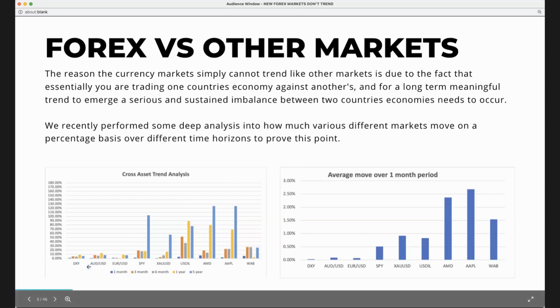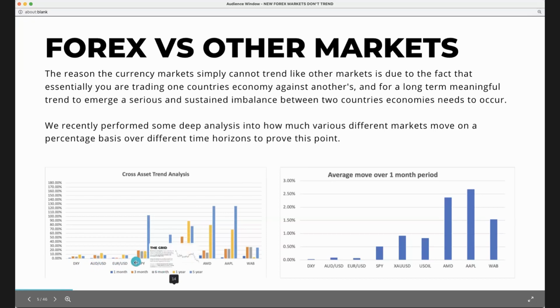Now, what I want you to pay attention to is, first of all, look at the currencies. Do you see how on a month-by-month basis or general move basis, they don't really move more than 10 to 20%? You've got the dollar index here. It got up to 10%, then retraced. Aussie dollar moved up 10%, then retraced. Euro dollar, same sort of thing.